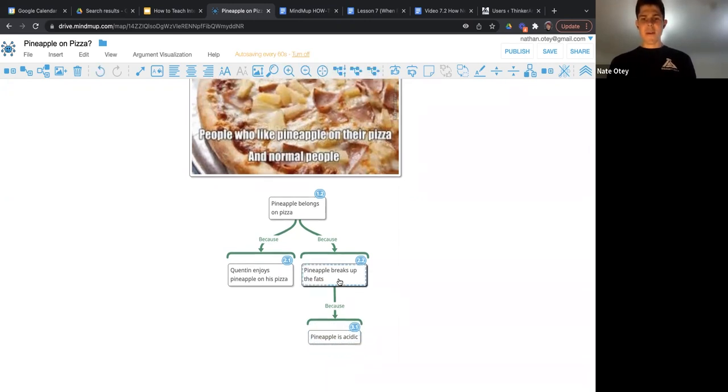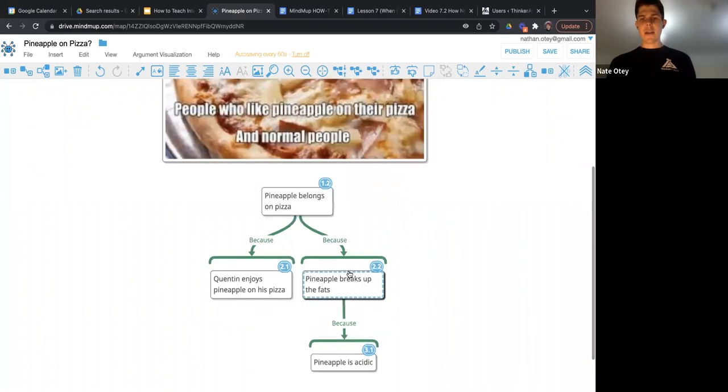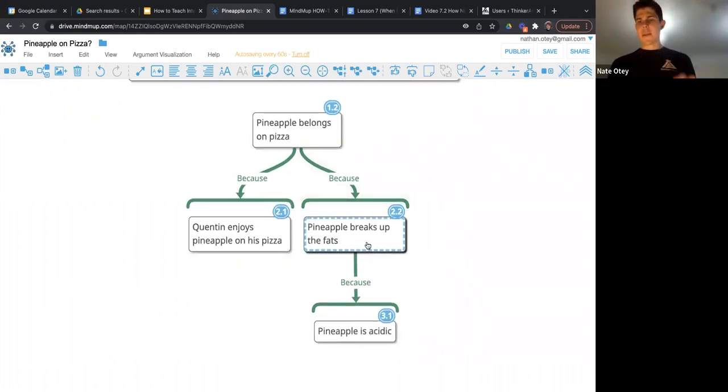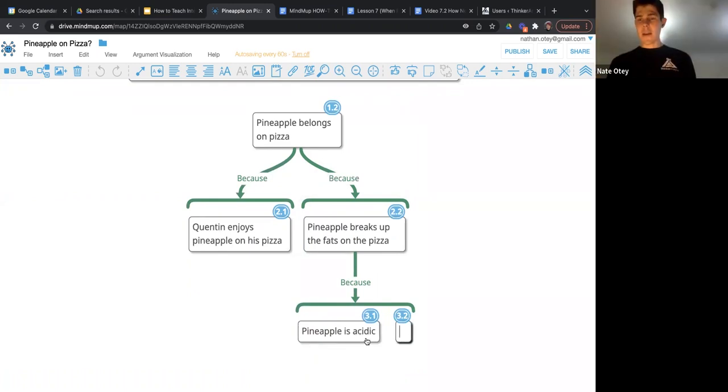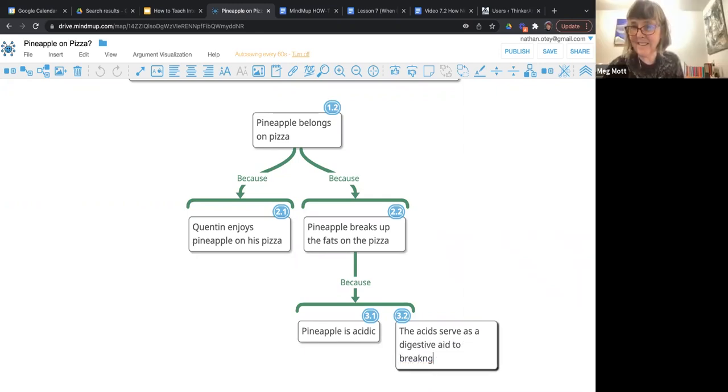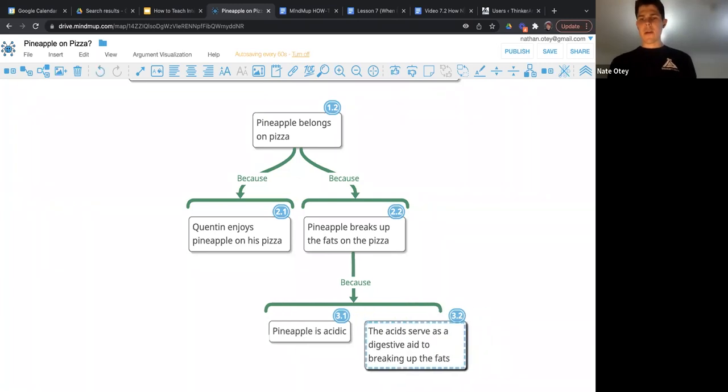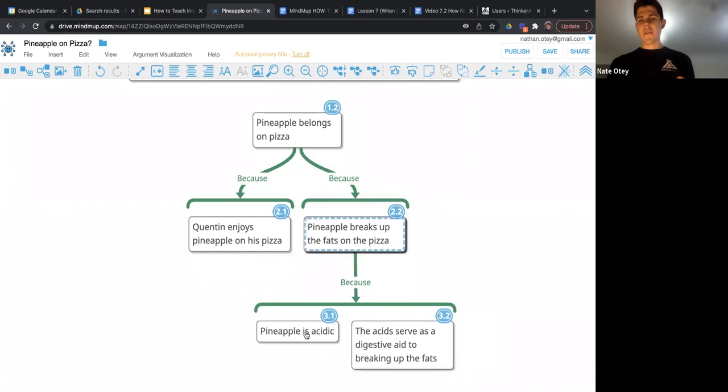I'm going to try to keep up with what you just said there, Meg. Thank you. So I'm just trying to make sure that I'm understanding exactly what you're arguing here. So you're arguing that pineapple breaks up the fats on the pizza because pineapple is acidic. Is that right? That's correct. Great. And so it's a digestive aid. Oh, great. Because it's acidic? Yes. Okay, so the acids serve as a digestive aid to breaking up the fats, is that right? That's correct. Okay, so what I just want everyone to notice that I'm doing here is I'm trying to capture Meg's reasoning. And what I've done is I've noticed that the fact that pineapple is acidic is being offered as a support for why we should believe that pineapple breaks up the fats on the pizza.